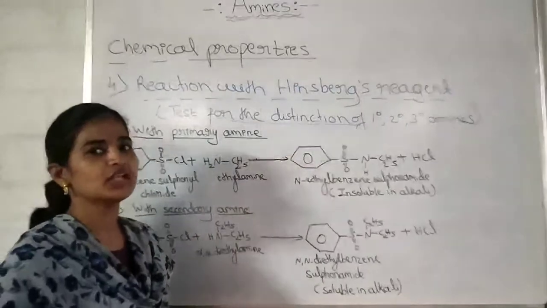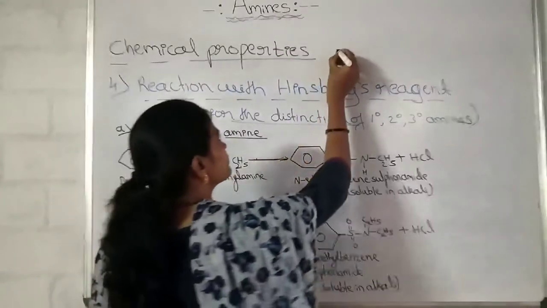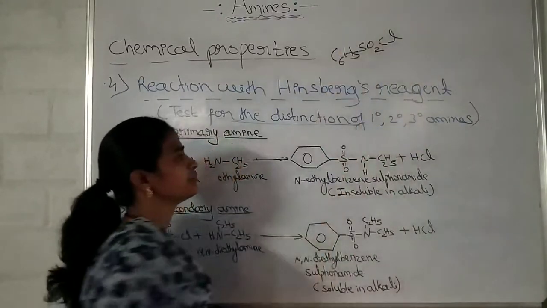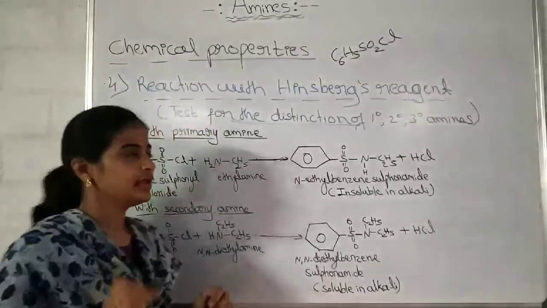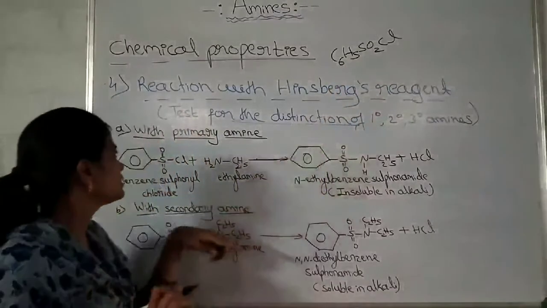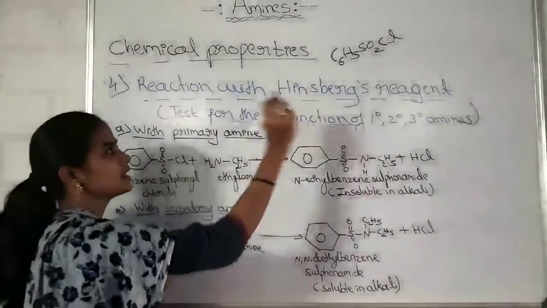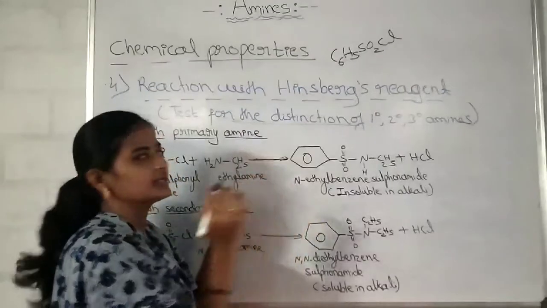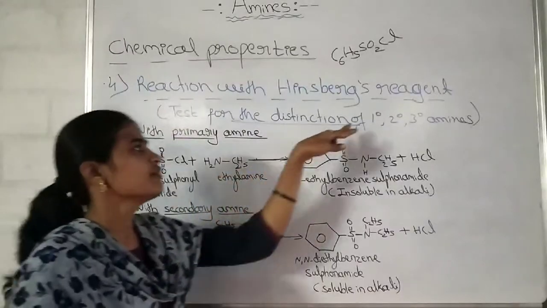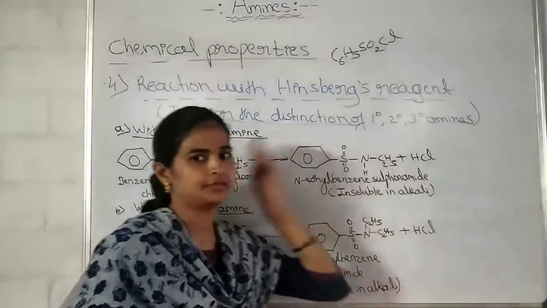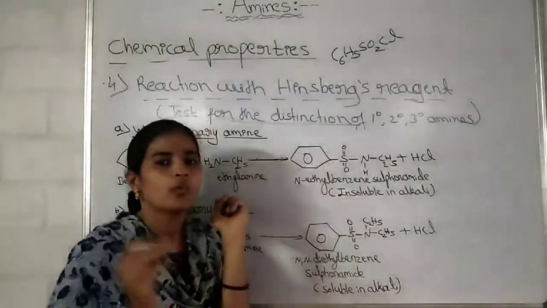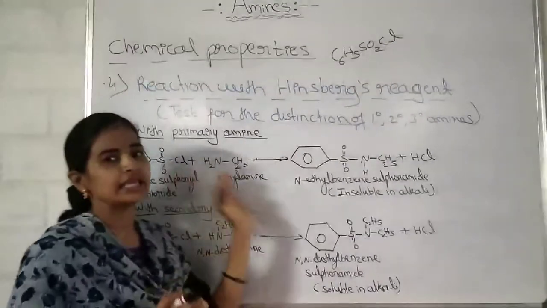What is Hinsberg reagent? Benzene sulfonyl chloride, C6H5SO2Cl, is known as Hinsberg reagent. I have discussed this in the last class. Now we have to see why this test is very important. This test is used to distinguish between primary, secondary and tertiary amines. By using the benzene sulfonyl chloride, the Hinsberg reagent, one can distinguish between primary, secondary and tertiary amines.